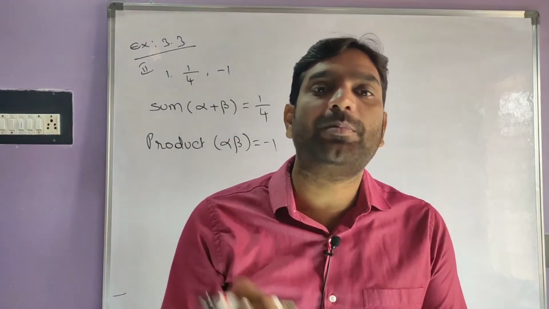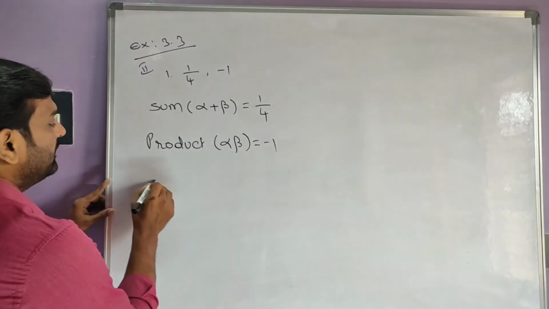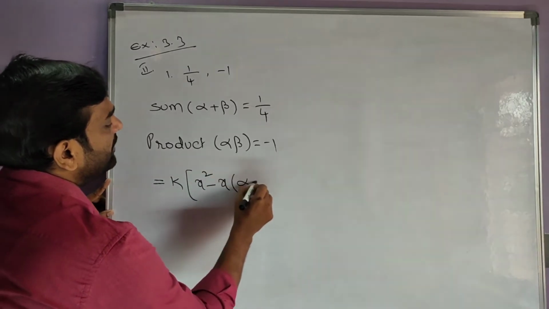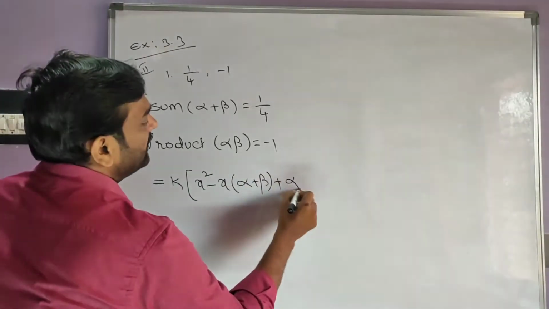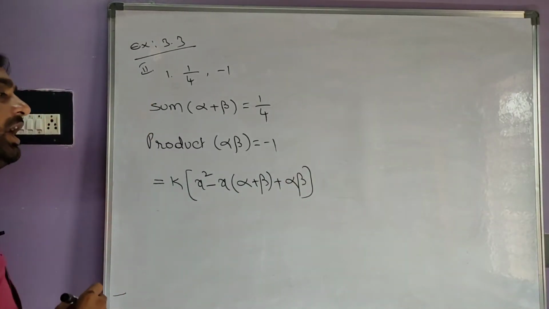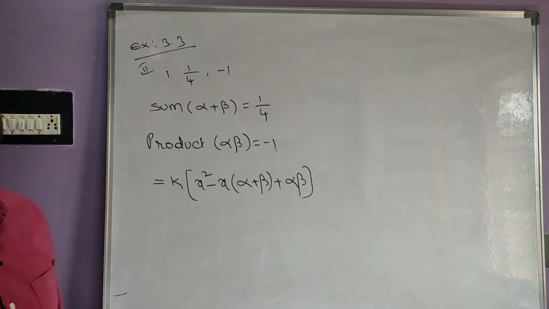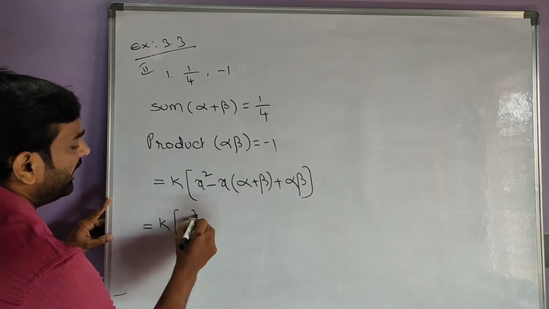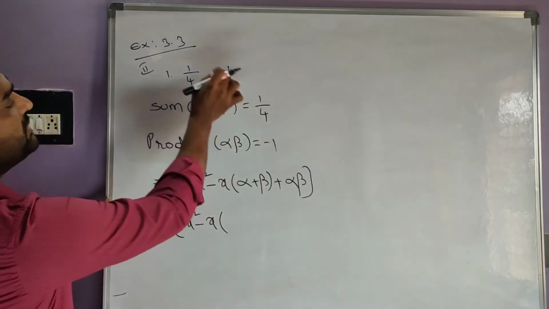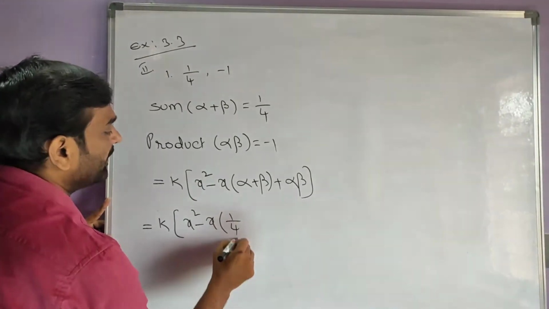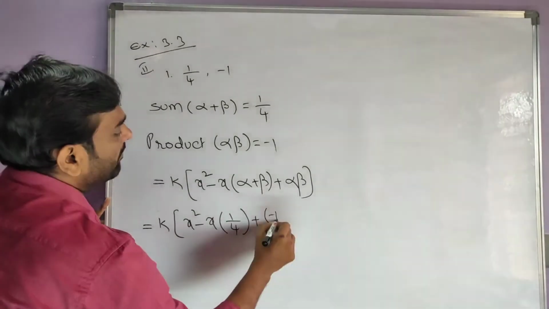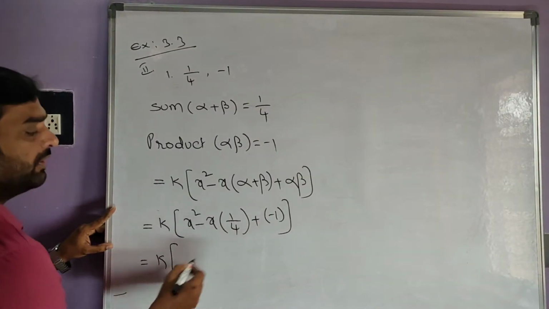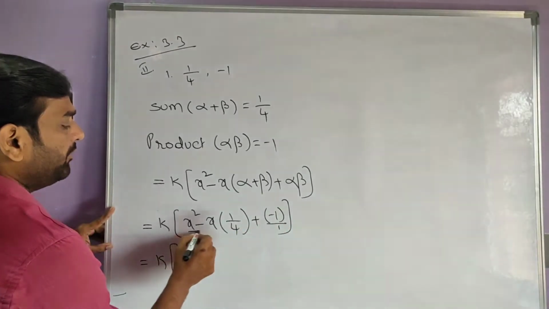Here, the general form of the quadratic polynomial is k of x squared minus x of the sum of the roots plus the product of the roots. So k of x squared minus x of the sum of the roots, here 1 by 4, plus the product of the roots, minus 1. Okay, and now 4 is the LCM here.